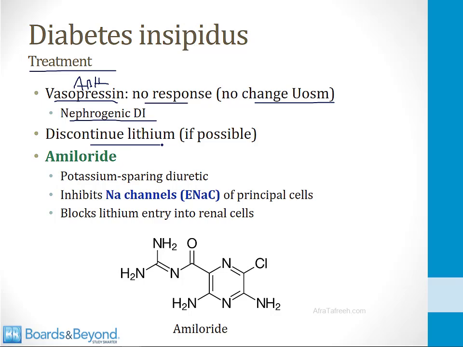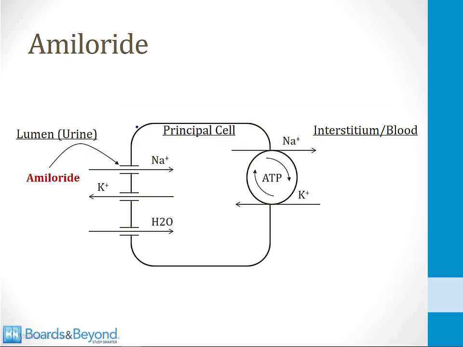And in those cases, you can use a diuretic called amiloride. Amiloride is a potassium-sparing diuretic, and it inhibits sodium channels in principal cells in the collecting duct called ENaC channels. And when these channels are inhibited, lithium entry into kidney cells is blocked, so the drug is not able to cause toxicity. Shown on this slide is a drawing from our video on nephron physiology in the renal section.